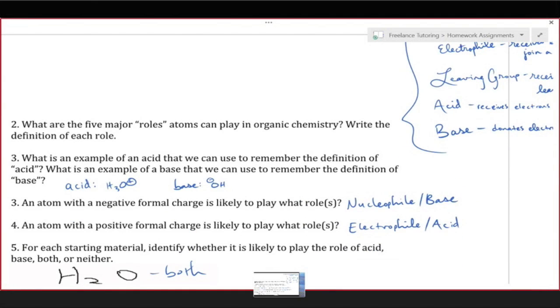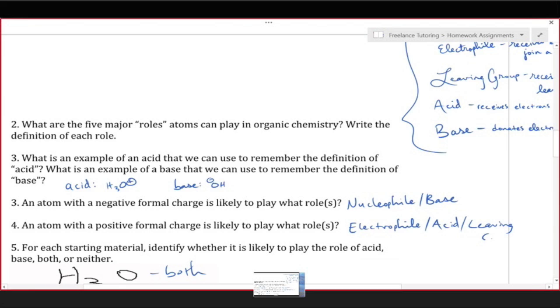All right, so going on to number 3, atom with a negative formal charge: nucleophile or base. Atom with a positive formal charge. What's one other role that an atom with a positive formal charge could play besides electrophile or acid? It could play leaving group. In fact, they usually are leaving groups, right? In fact, only carbons with positive charges are electrophiles. So a better answer for number 4 would be electrophile or leaving group or acid. True. So let's add that there.